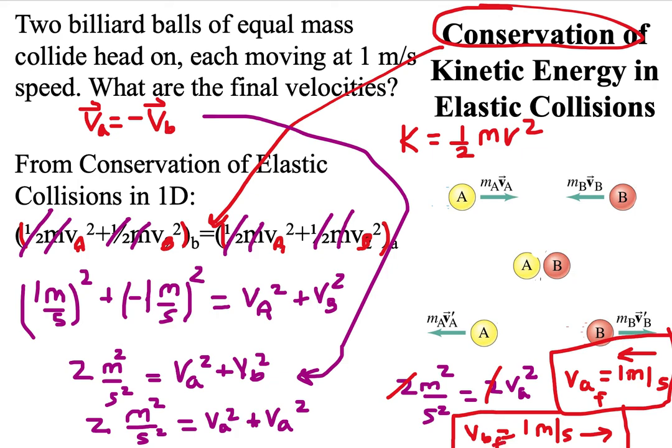They're the same values as they were before the collision, but ball A was moving to the right before the collision. Now ball A is moving to the left. Ball B was moving to the left in the before case. Now ball B is moving to the right. They have the exact same numerical value, but they're moving in the opposite direction.